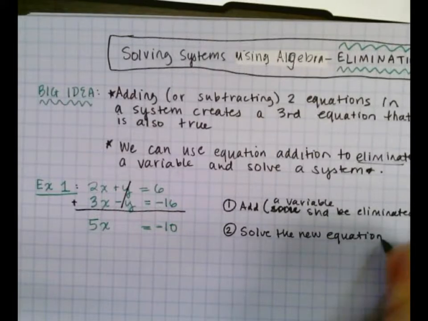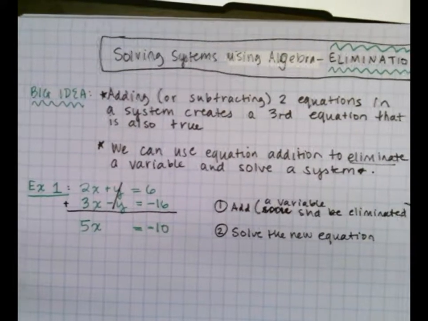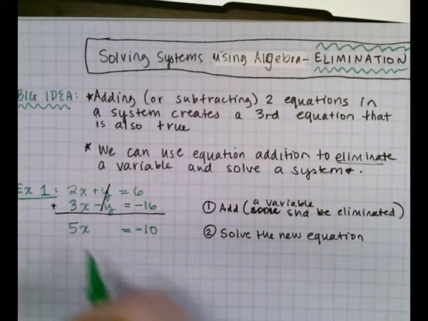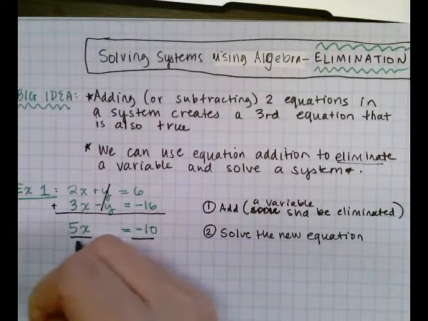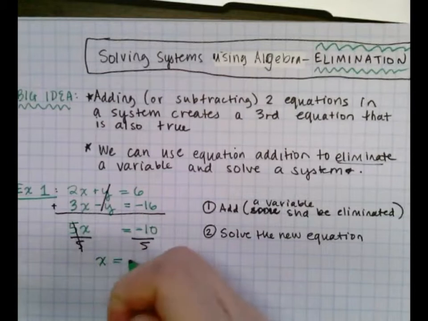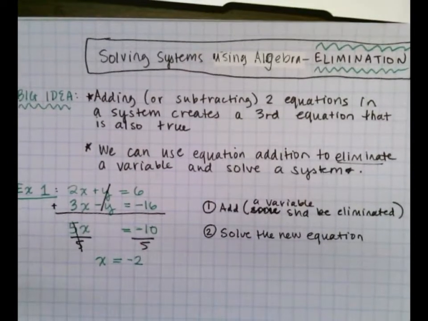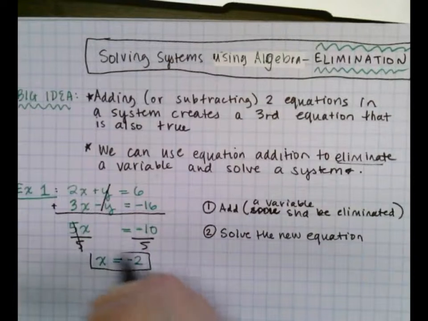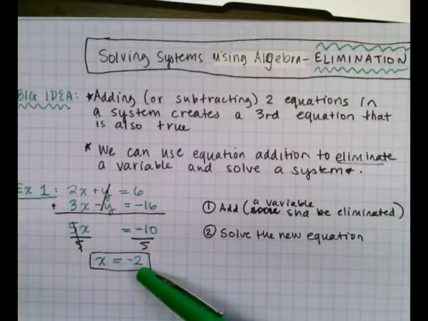So we're solving the new equation. In order to solve the equation 5x is equal to negative 10, I would have to divide both sides by 5. And I get x is equal to negative 2. So that is half of my solution, but remember a solution to a system with two variables means we have to have the ordered pair, so we need the y value.